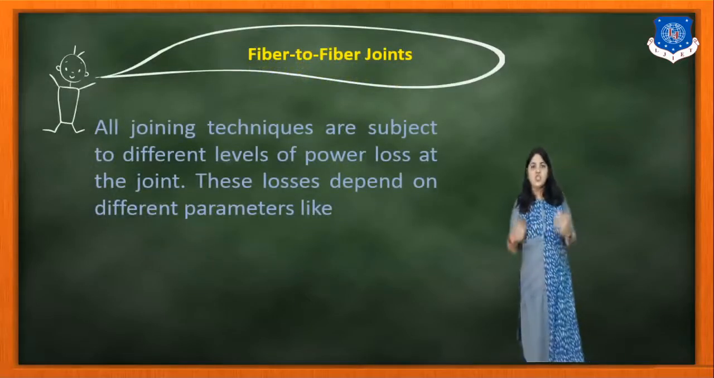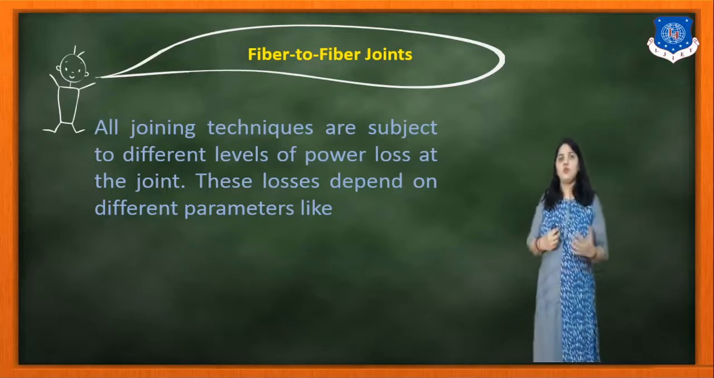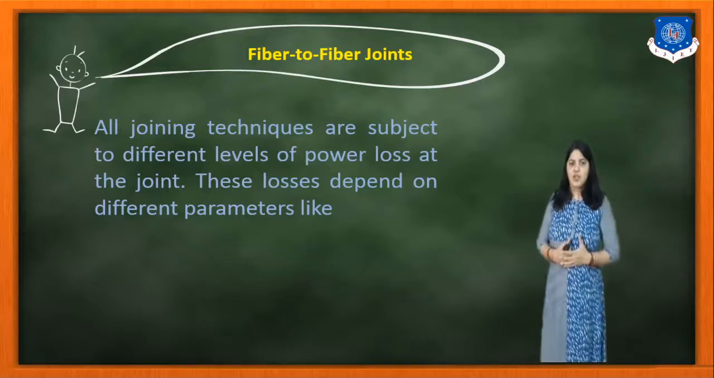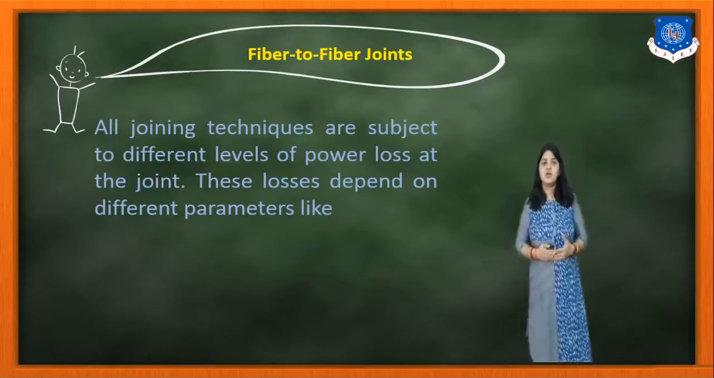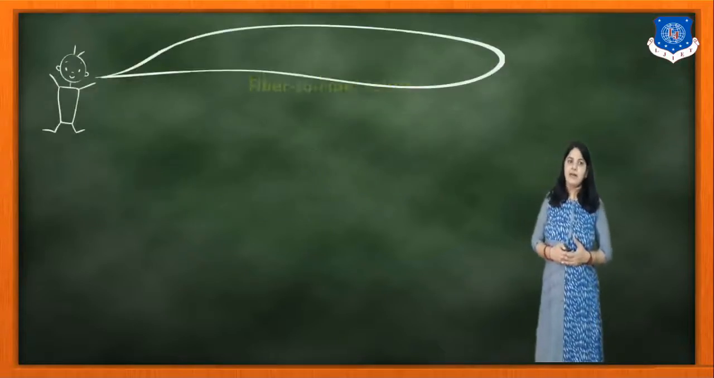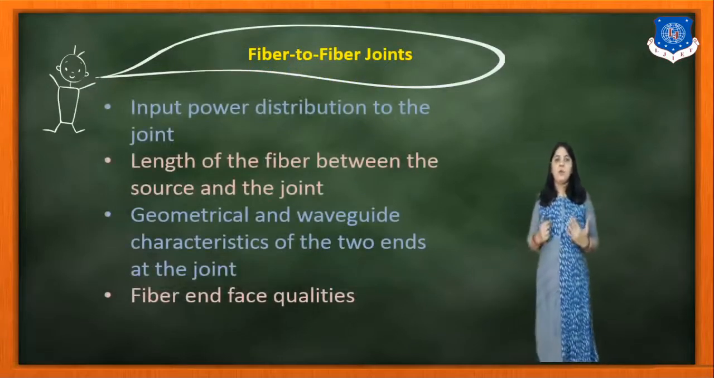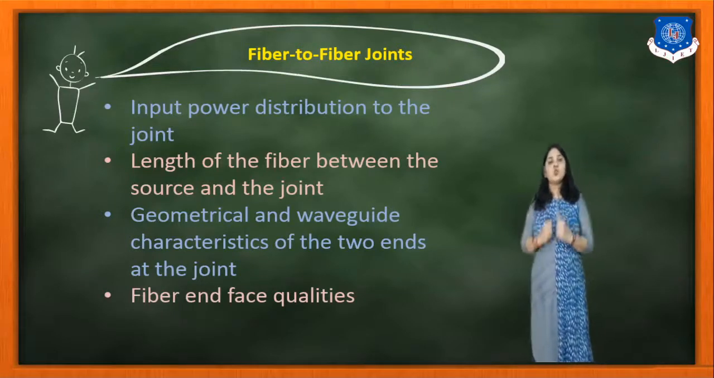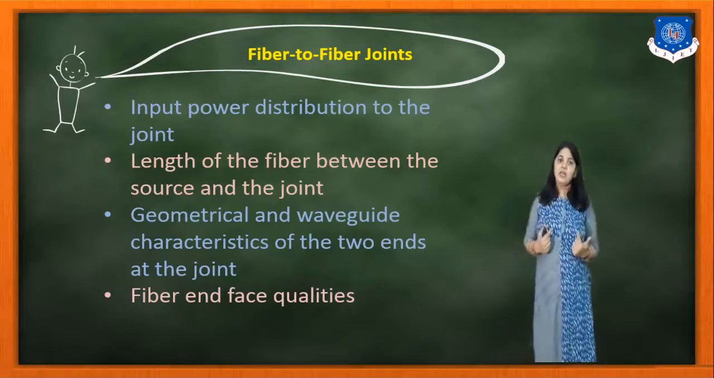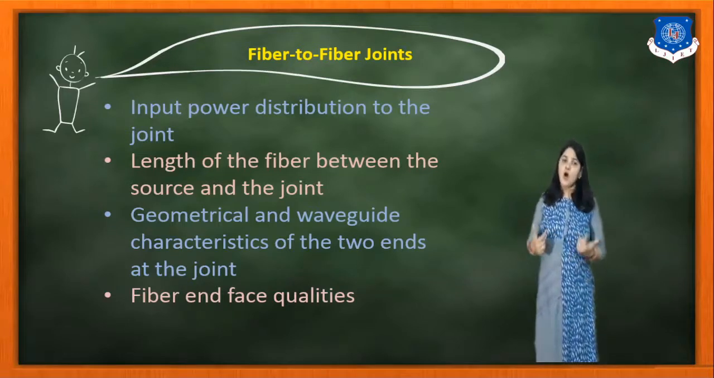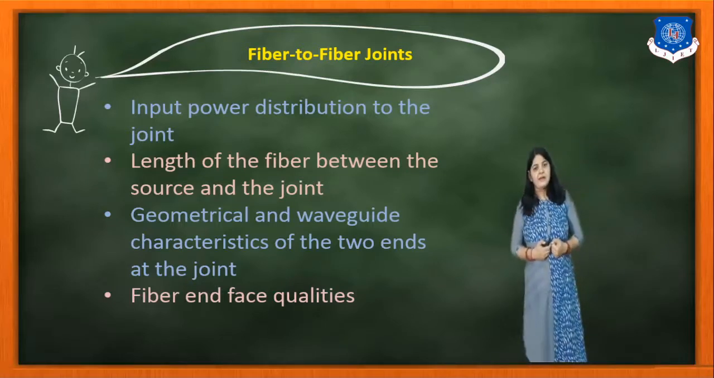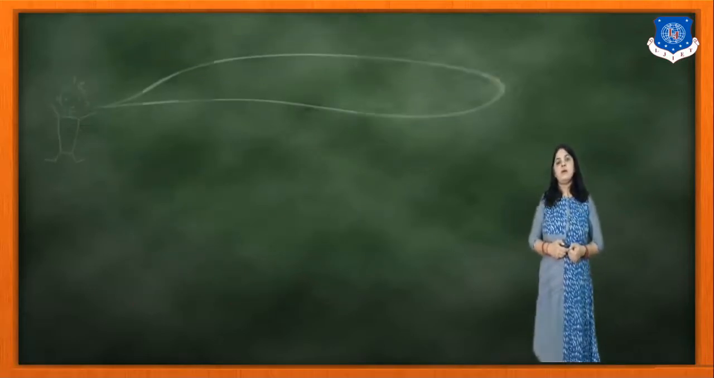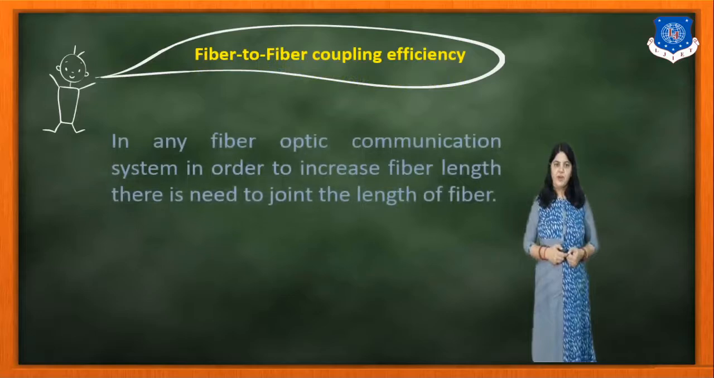Now, all the joining techniques for two fibers are subject to different levels of power loss at the joint. These losses depend on different parameters: first, the input power distribution to the joint; the length of the fiber between the source and the joint; the geometrical and waveguide characteristics of the two fiber ends at the joint; and the fiber end face qualities. So these are the parameters of the joint between two fibers.